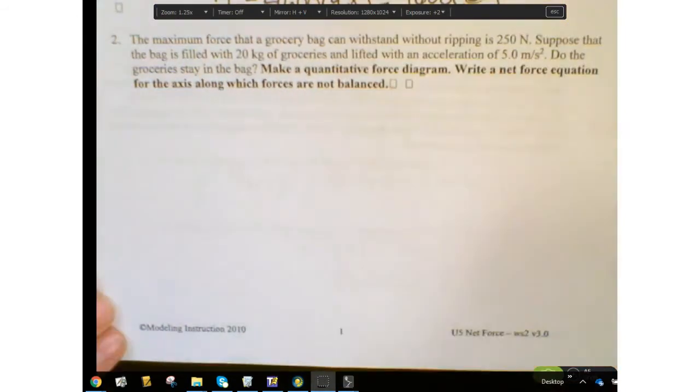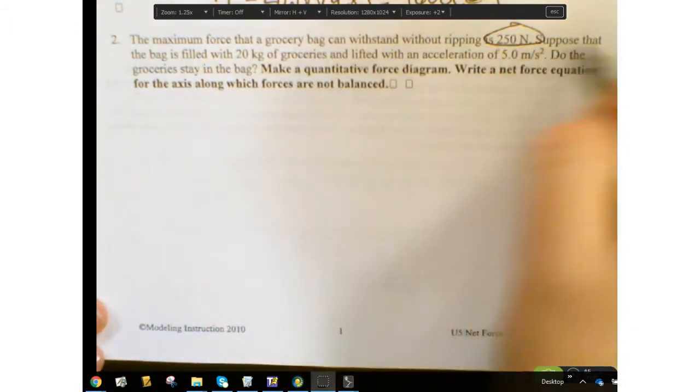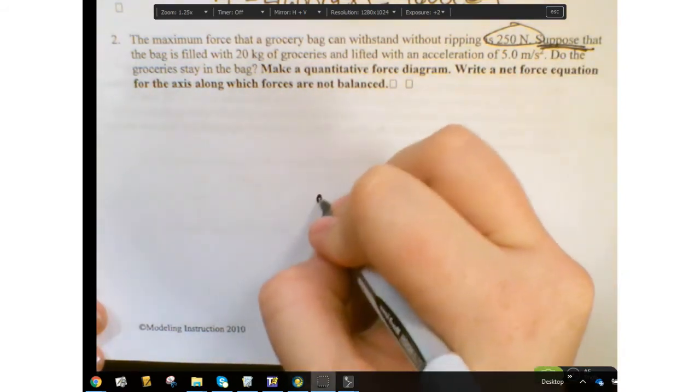And it makes sense, it definitely should be larger than my force of gravity. Now for number 2, it says the maximum force that a grocery bag can withstand is 250. So that's just a general statement. Now it's saying suppose that. So now we're going to deal with what's actually going on.